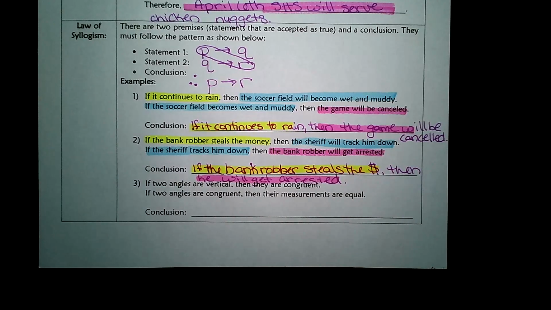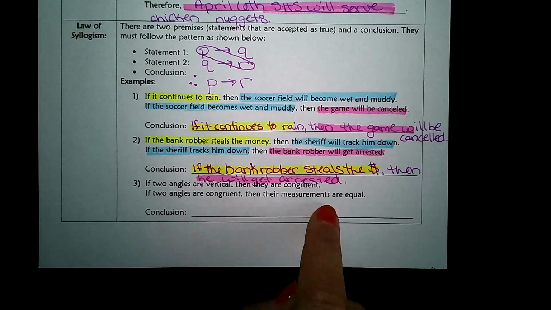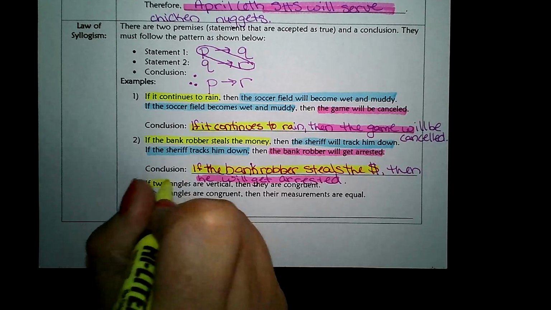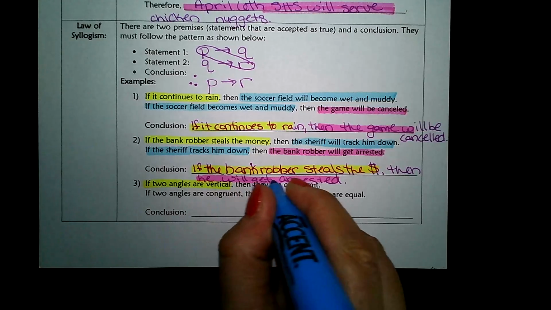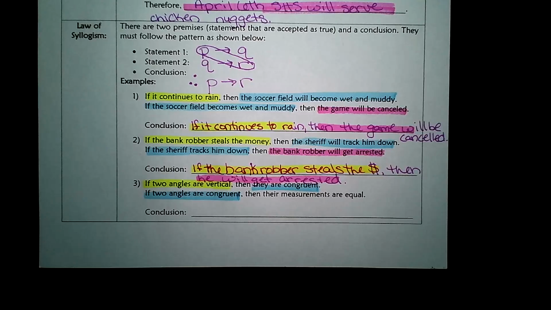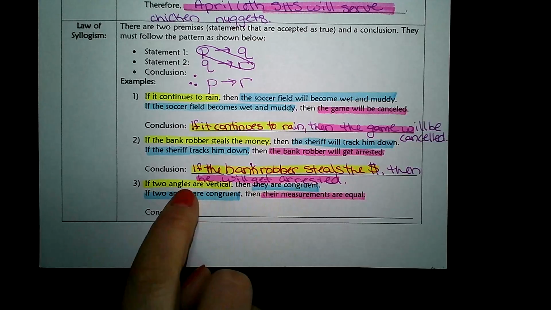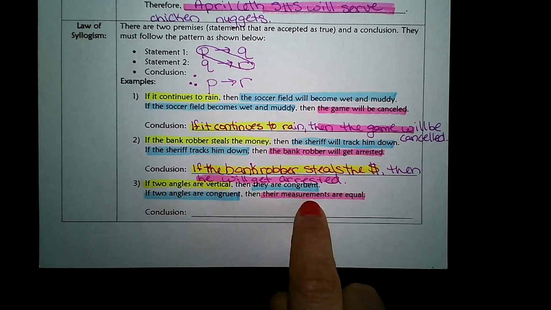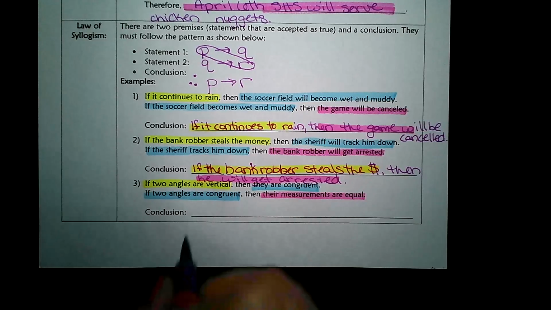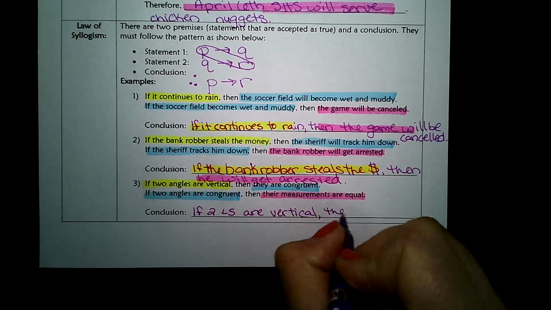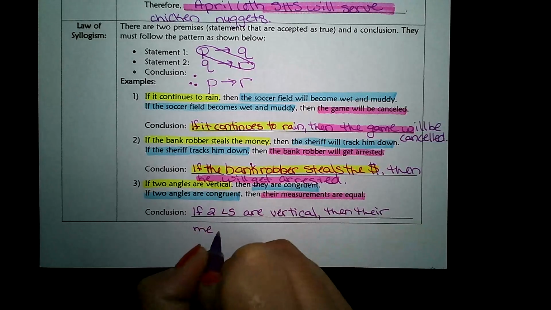Final example. Here's a math example for you. If two angles are vertical, then they're congruent. And if two angles are congruent, then their measures are equal. Okay? So let's come up with our final conclusion. If two angles are vertical, then they're congruent. We know that to be true. If two angles are congruent, then their measurements are equal. We know that to be true. Those are two true statements. Well, we don't need this middle piece about being congruent. We can link the first piece about being vertical to the final piece about the measurements are equal. So our final statement is, if two angles are vertical, then their measurements are equal.